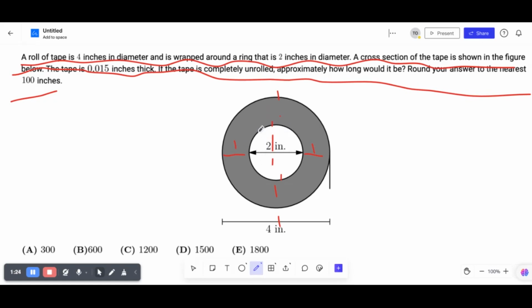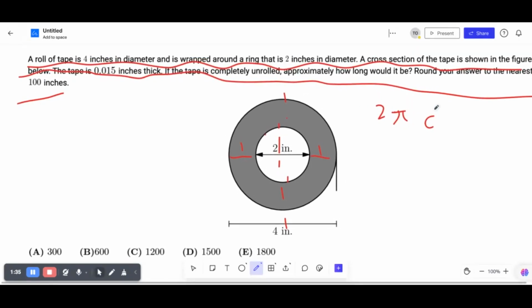And we can find the circumference of this. Circumference, let me just write that as C, is equal to diameter times pi. And the diameter of this is 2 inches, which means that this is 2 pi. And then it's 4 pi. It's not that hard to find that out. And then you want to find the number of circles, and that's 1, this number here, divided by 0.015.